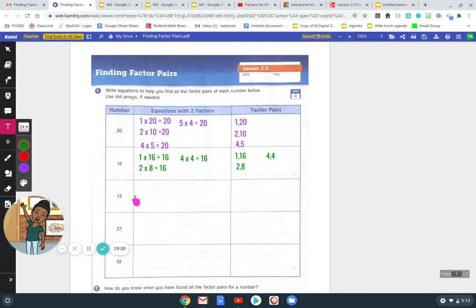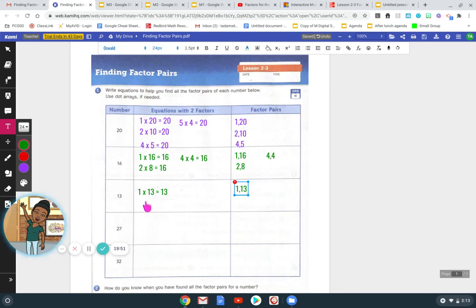13. 1 times 13 is always first, that lucky number 1. 1 times 13 equals 13. And our factor pair is what? What numbers did we use? Right, 1 and 13.